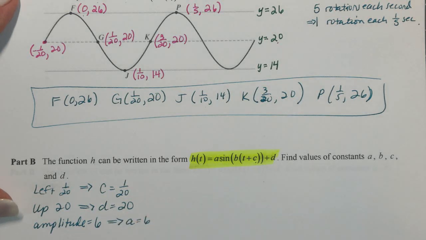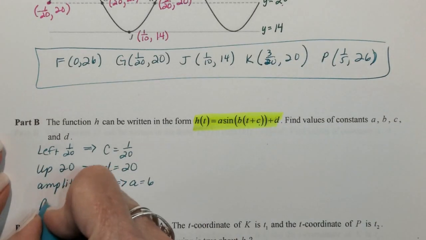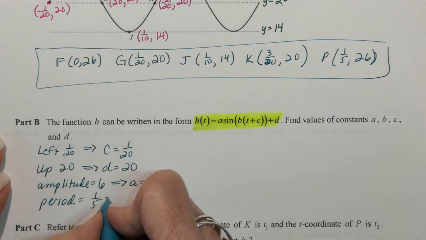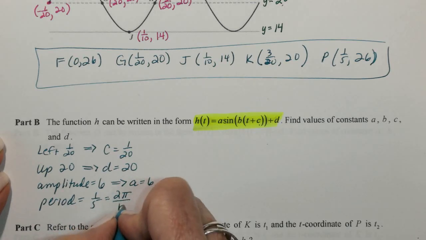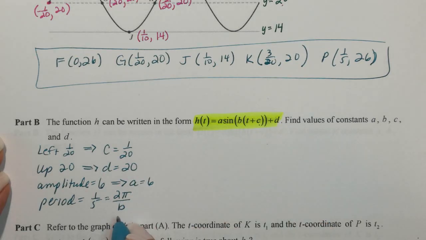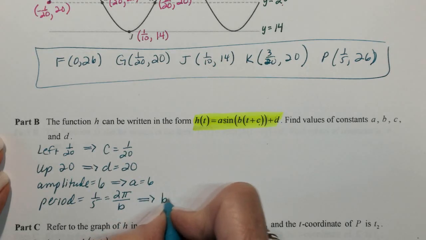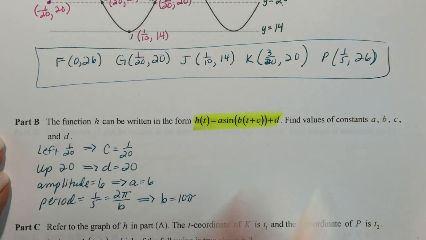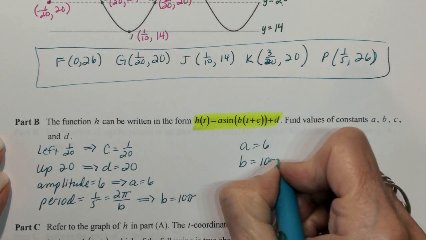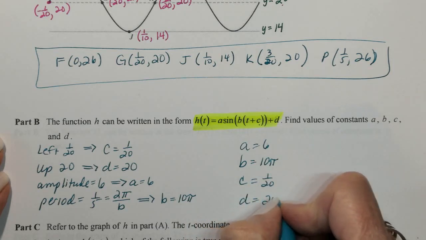And lastly, the period. The period is 1/5, right? And we know that that is 2 pi over B. I'm looking for B. 2 pi is the regular period for sine. Divide by B to get the period. So I'm going to cross multiply, and I get that B is 10 pi. So we found that A is 6, B is 10 pi, C is 1 over 20, and D is 20.